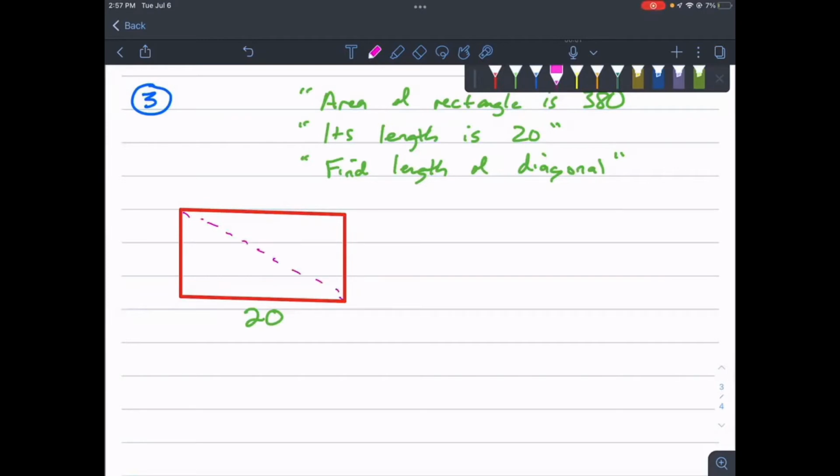Okay, so part of the problem is we don't know what the height is, but area, this is one thing that you will need to know. Area equals 380. And the way that we figure out area, I'm just gonna break this down as we go. Area is length times width. So saying A equals 380 is the same as saying length times width is equal to 380.